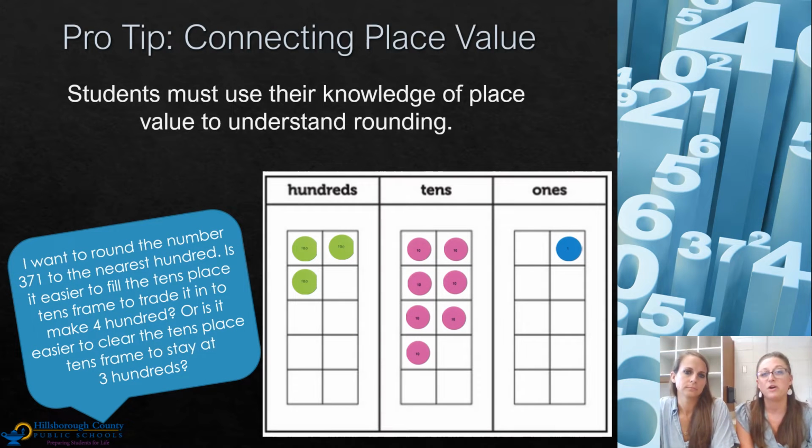Here's a pro tip for connecting place value with rounding. Students must use their knowledge of place value to understand rounding. 3rd graders may have previous knowledge with representing numbers on a place value chart with place value discs. We could use this knowledge to help them round concretely. If we want to round the number 371 to the nearest 100, is it easier to fill the tens place with more tens and then trade it in to make 4 hundreds? Or is it easier to clear the tens place tens frame to stay at 300s? This is a more concrete way of representing numbers and then rounding them based on what's seen.